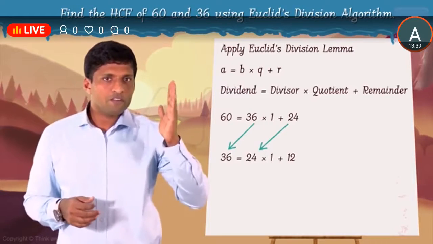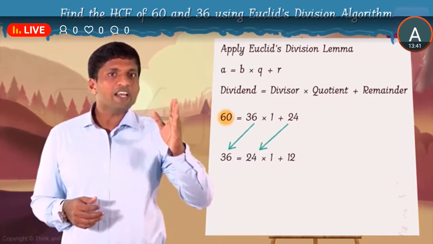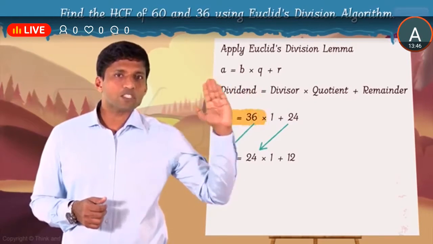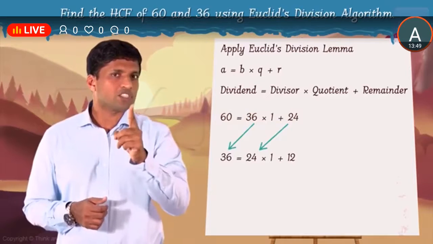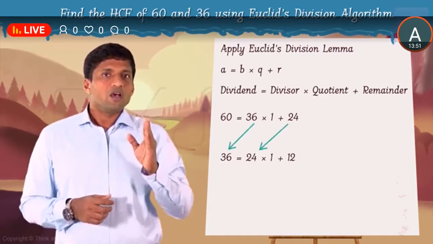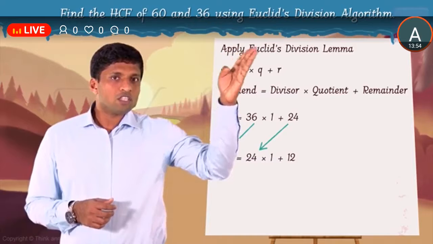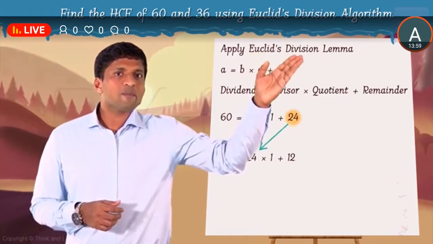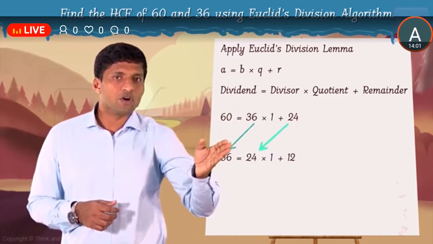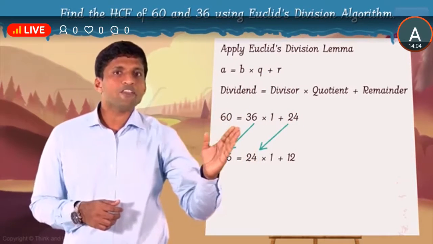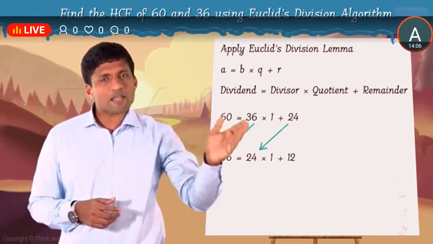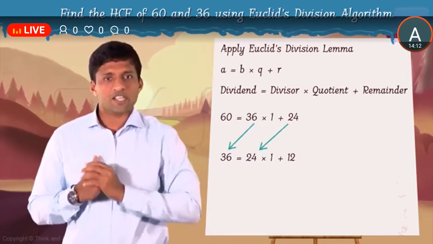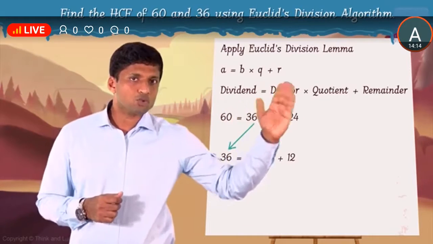What we did is, let me repeat, we started with 60 as the dividend, 36 as the divisor. So 60 equal to 36 into 1 plus 24. One example is enough for all of you to understand this. So listen carefully. Next, this 36 divisor will come here, and 24, which was the remainder in step 1, will become the divisor here. So 36 equal to 24. You are supposed to take 36 by 24 and write the quotient as 1, because 24 will go once in 36. So 24 into 1 plus 12.